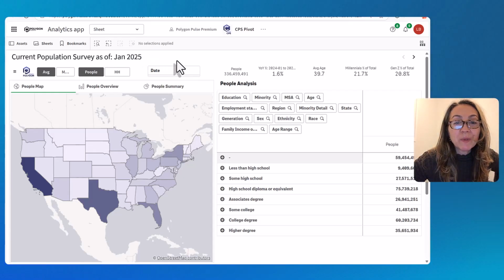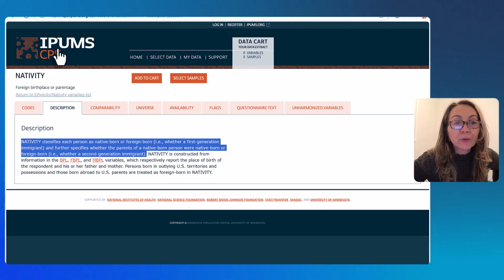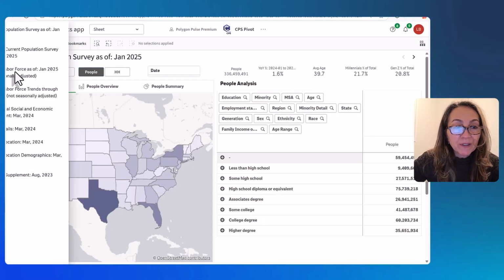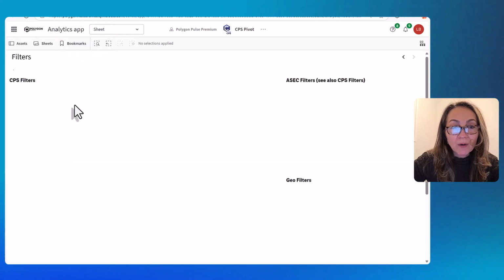CPS Pivot is built on census data. It is using the Current Population Survey. We are acquiring the data through IPUMS CPS. And when it comes to immigration, we are using a data field called nativity that classifies each person as native-born or foreign-born. In CPS Pivot, you access this information through our filters.